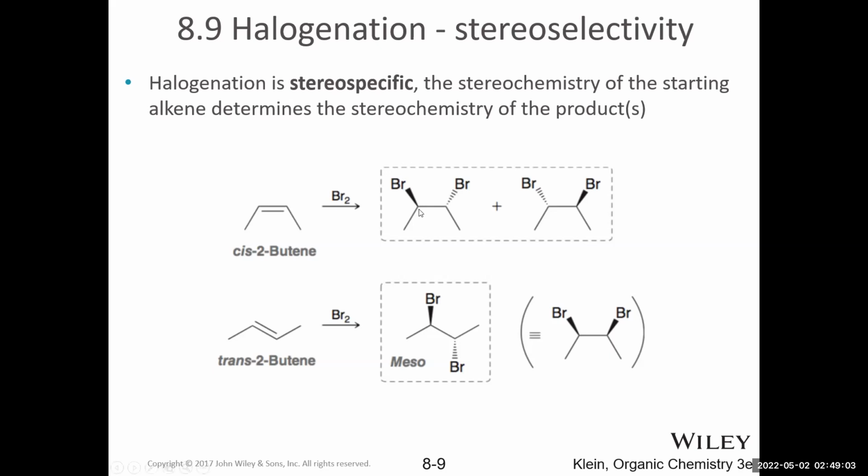Because it's anti-addition, we're going to place one on a wedge and one on a dash, knowing that we can get a racemic mixture if this indeed is a chiral compound. And since there's no internal plane of symmetry, with 2 chiral centers, this will be chiral, and you'll form a mixture of enantiomers. With trans-2-butene and anti-addition, we end up with a meso product. So that means that it does not have an enantiomer because it's achiral.